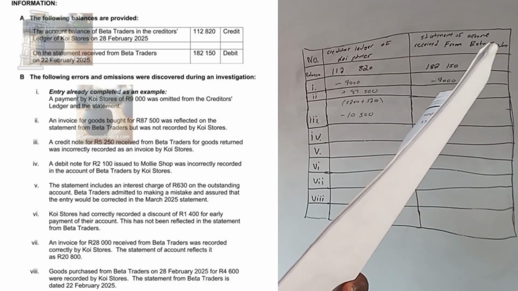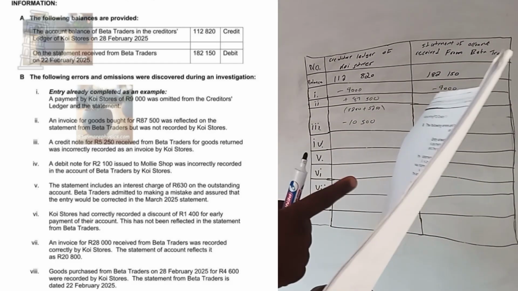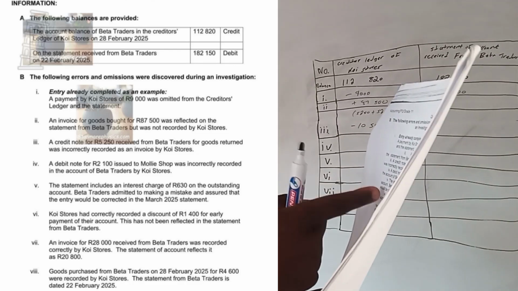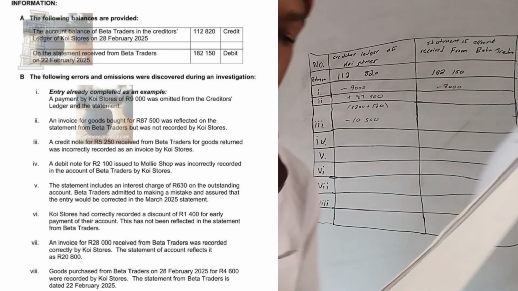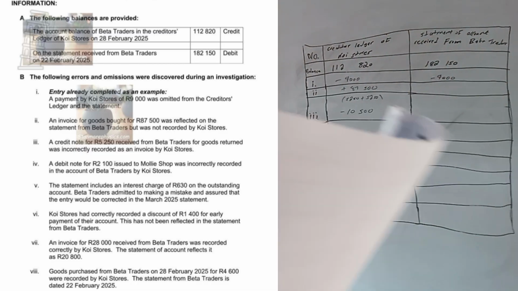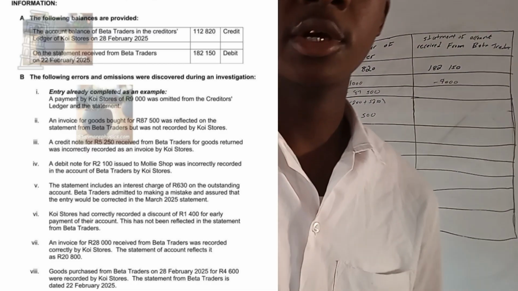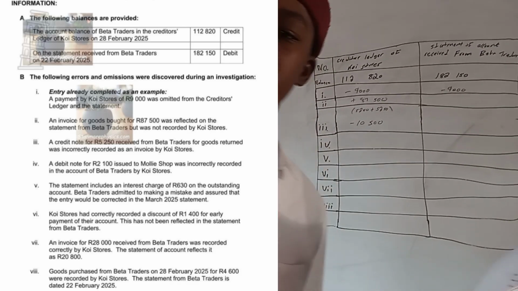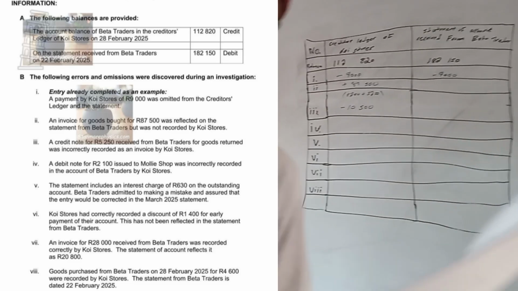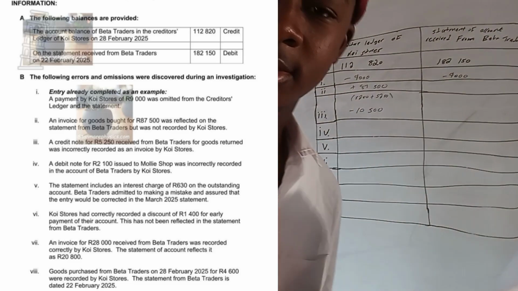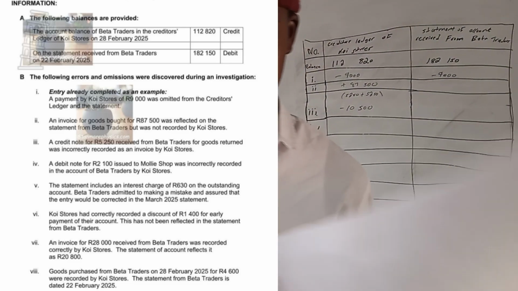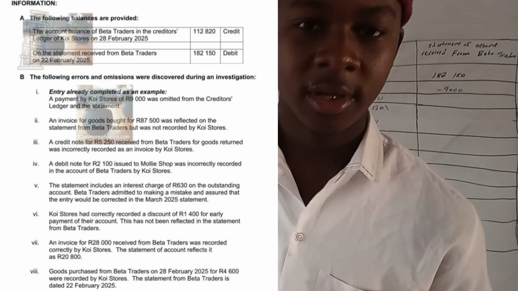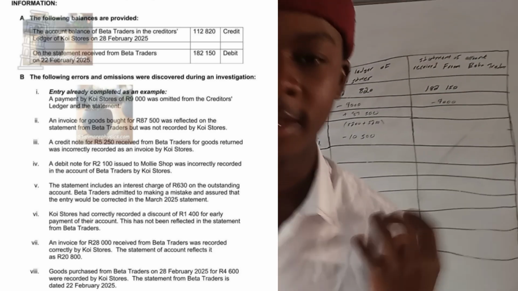Okay, let's go to Roman numeral 4. A debit note for 2,100 issued to Molly Shop was incorrectly recorded in the account of Beta Traders. Okay, guys, a debit note is when we return goods to our suppliers, maybe because of damaged goods or anything. You see, there's debit notes, there's credit notes. A debit note is when we return goods to the suppliers. And a credit note is when the suppliers say here's your money back, we made a mistake.